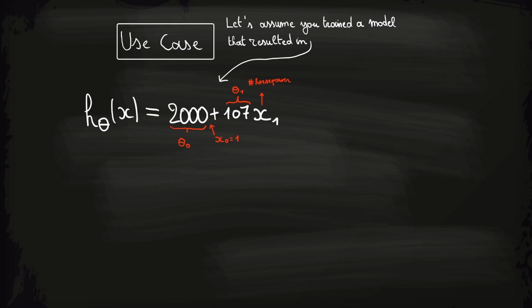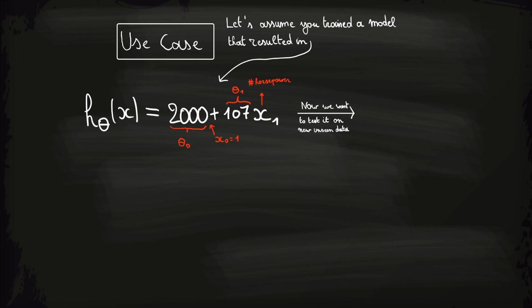Now you might be wondering why we would want to multiply a matrix with a vector in machine learning. Well, let's look at it together. Let's assume you already trained a model that looks as follows, with theta 0 equal to 2000, theta 1 equal to 107, and x subscript 0 is always equal to 1, as we saw in the last video. Now that we got the trained model, we want to test it. We want to see how it performs on new unseen data and see if it can perform accurate predictions.